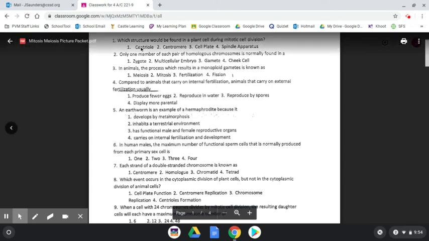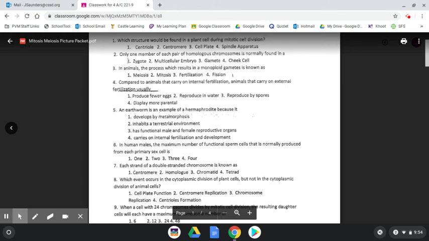Okay, so number one, which structure would be found in a plant cell during mitotic cell division? Cell plate is the answer. Remember, plant cells do it differently. They make that line that we talked about, that up and down line, because they don't have centrioles.